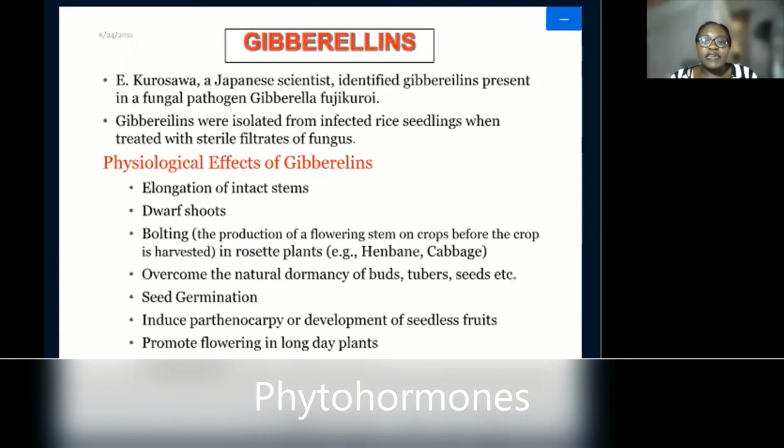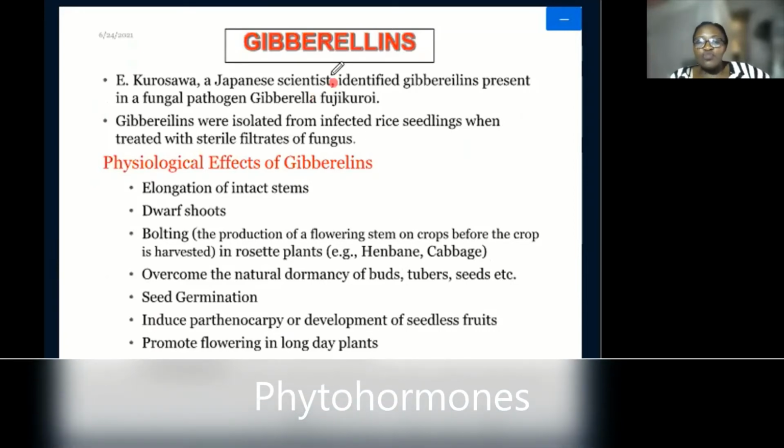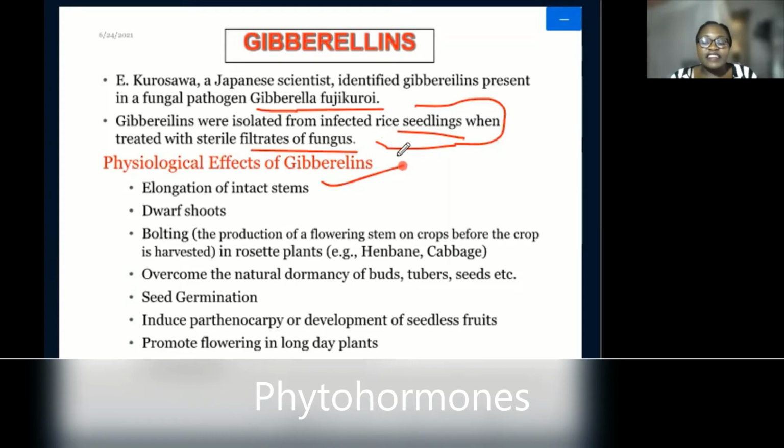Then we have gibberellins, and these were discovered by a scientist called Kurosawa, who identified them as present in a fungal pathogen called Gibberella fujikuroi, and that is why he called them gibberellins. They were isolated from infected rice seedlings when treated with sterile filtrates of the fungus. Usually this hormone facilitates elongation of intact stems. So we have had growth that has already been promoted by auxins. The stems will now continue to elongate because of the presence of this hormone.